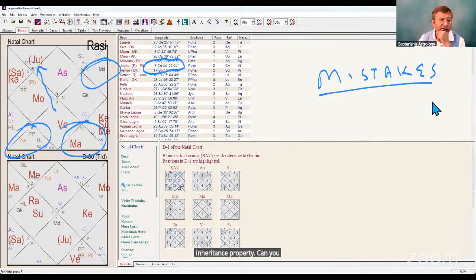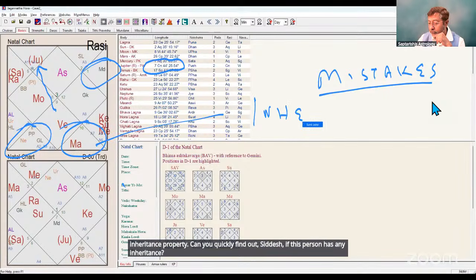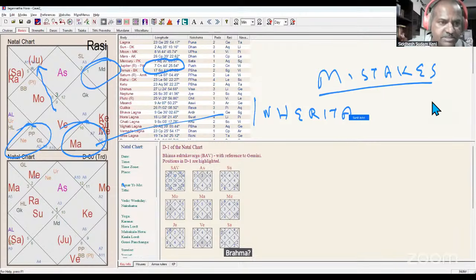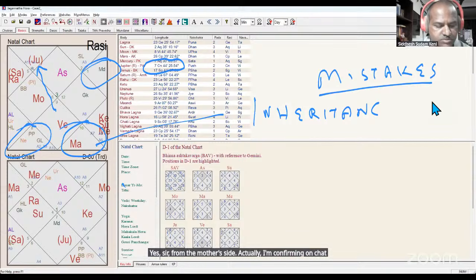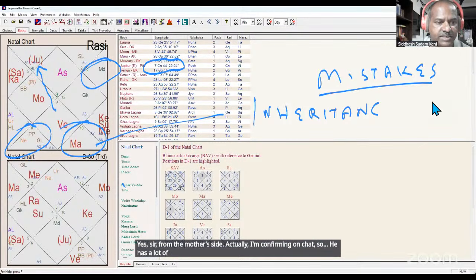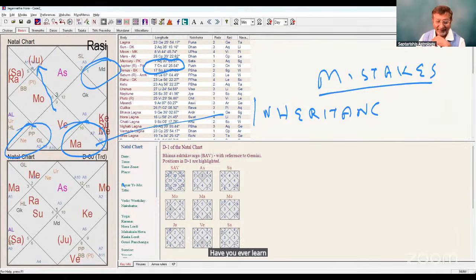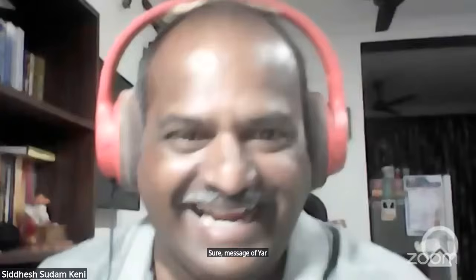Can you quickly find out, Siddesh, if this person has any inheritance drama? Yes, sir, from the mother's side. Actually, I'm confirming on chat. So he has a lot of properties and inheritance, and the wife had a fight with him on inheritance only. We will learn a story which is not written in your Excel sheet. When you're dissecting a person, you will see this is not written in the Excel sheet.